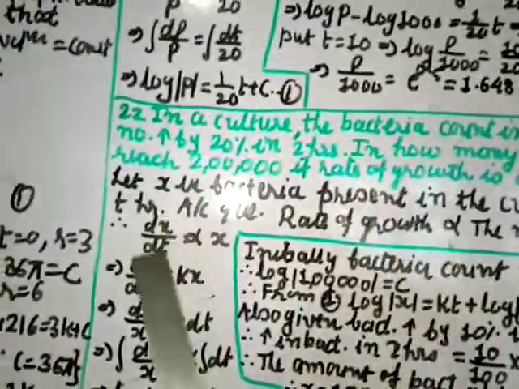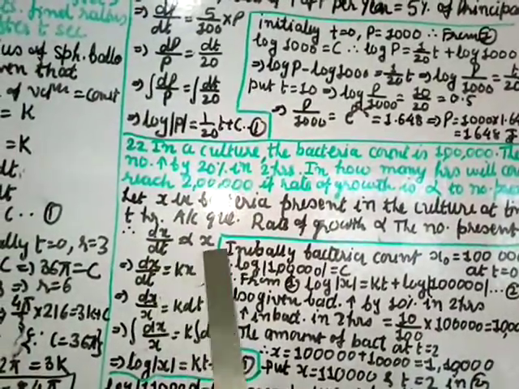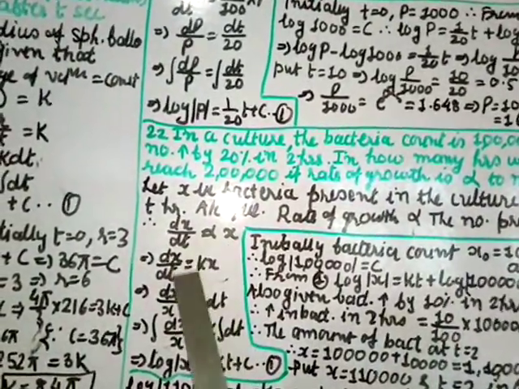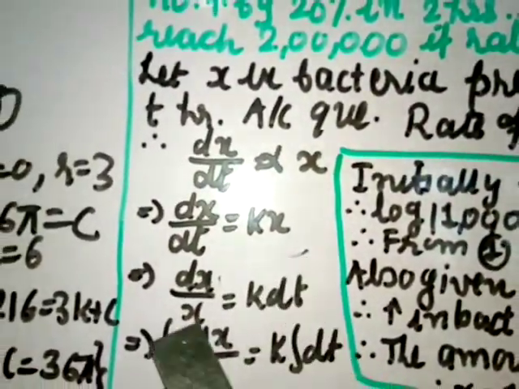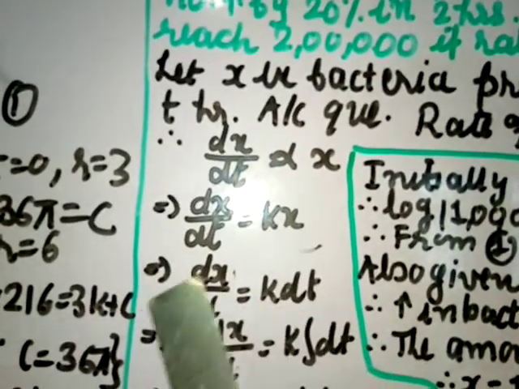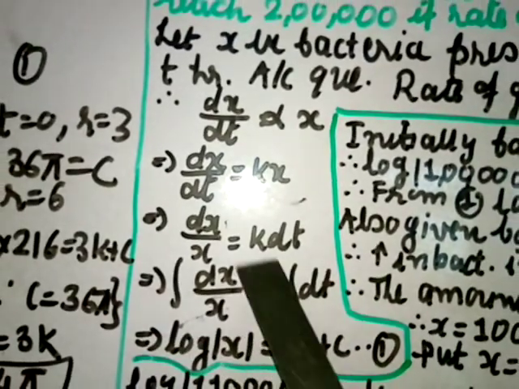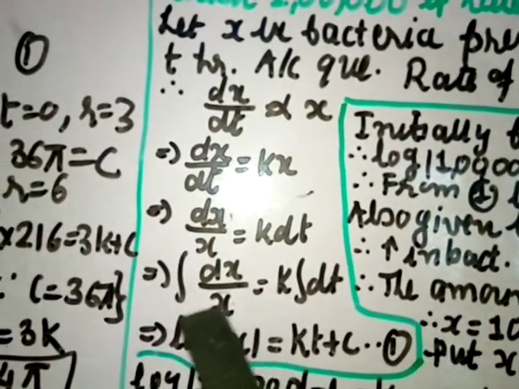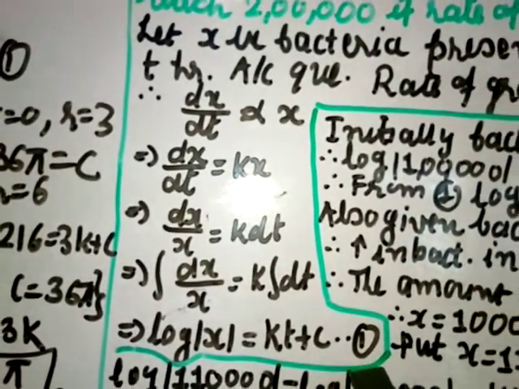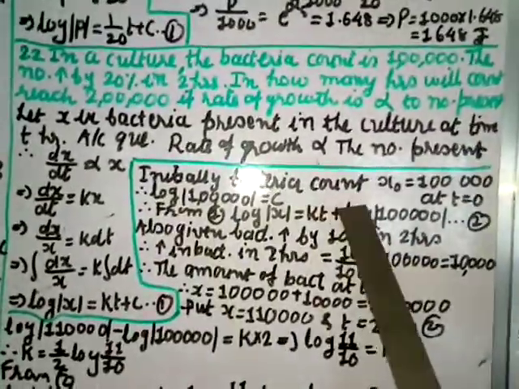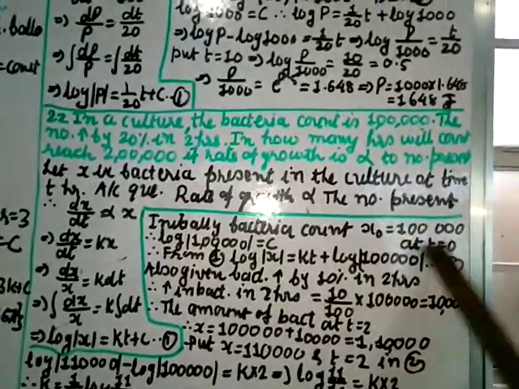So rate of growth is dx by dt proportional to x, the number present. That number I am taking as x. Remove the proportionality symbol, put the constant of proportionality, here I have taken k. So dx by dt is equal to kx. x you transfer, dt you transfer here, variable separation. So dx by x is equal to k dt. Integrate both sides, integral dx by x equal to k integral dt. This is 1 by x, so log x equals k into integral of dt, which is t plus c, call it number 1. Now initially the bacteria count x is equal to 1 lakh at time t equal to 0.